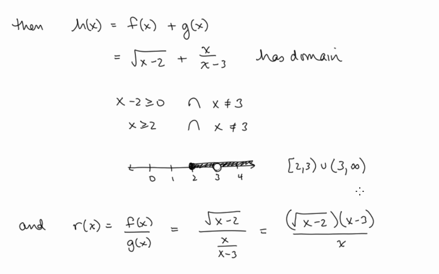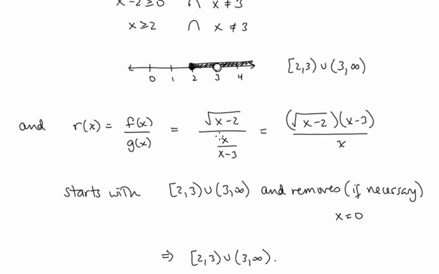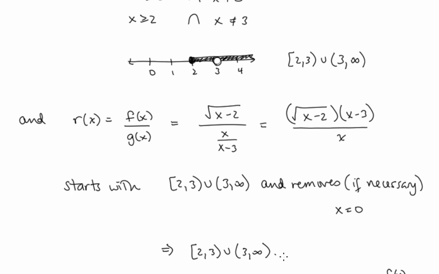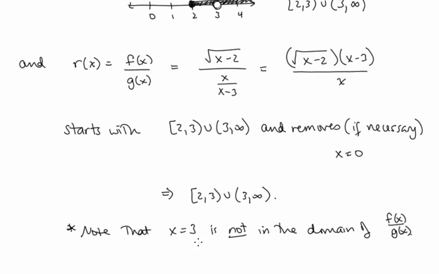Now let's take a look at r of x, the quotient here, f of x over g of x. So we know that we're going to start with this intersection of sets, the same intersection of these two domains, but we also have to make sure that g of x is not going to be 0. So what x value makes g of x equal to 0? That would be x equals 0. So we start with this intersection of domains and then remove from it x equals 0. Well, it turns out in this case x equals 0 is not in that set, so it's still the same domain.